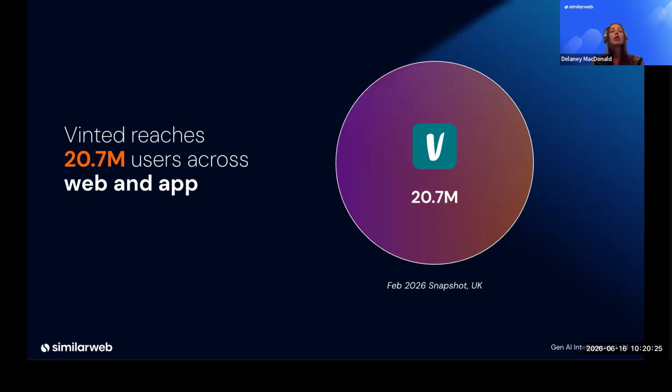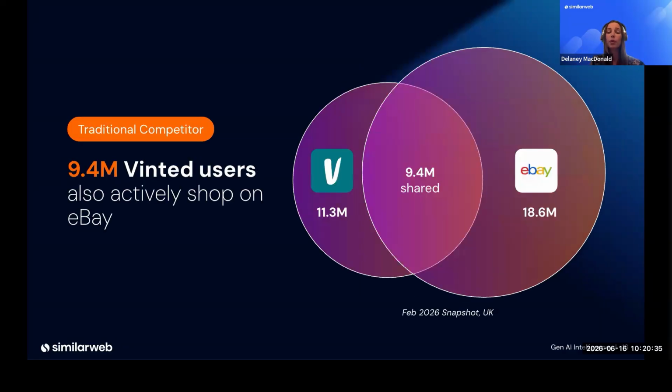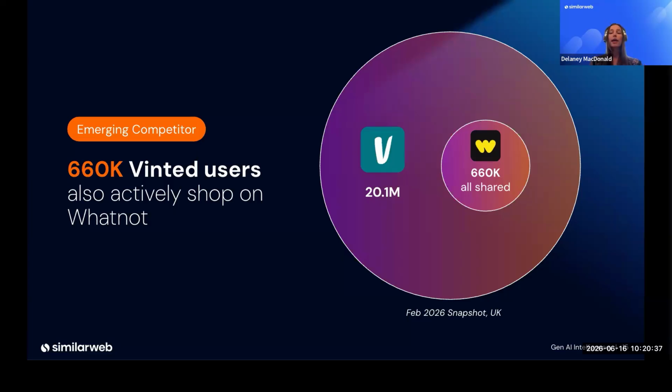So the next question that we wanted to look at is how does that audience overlap with Whatnot? Like this deduplicated audience, how does that overlap with Whatnot's deduplicated audience? And what we found is that Whatnot is the fastest growing player in the category. But it's interesting to see that all of their audience, all 660,000 of them, are completely shared with Vinted. So they're basically completely contained within Vinted's audience. They're both speaking to exactly the same people.